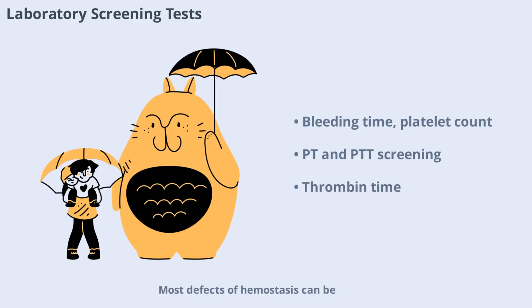Most defects of hemostasis can be screened by 4 basic laboratory tests: bleeding time, platelet count, prothrombin time (PT), and partial thromboplastin time (PTT). Bleeding time measures platelet function with normal values between 2 to 8 minutes. Platelet count should be over 150,000 per cum. Lower counts increase bleeding risk.